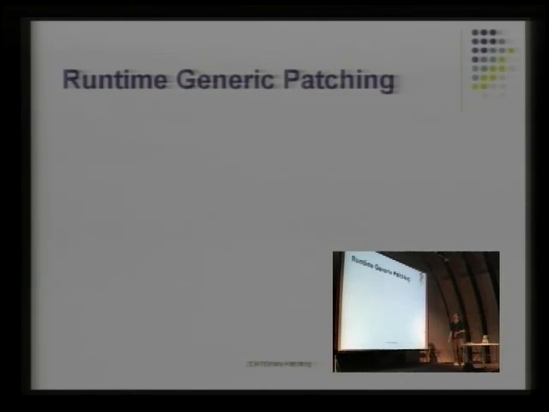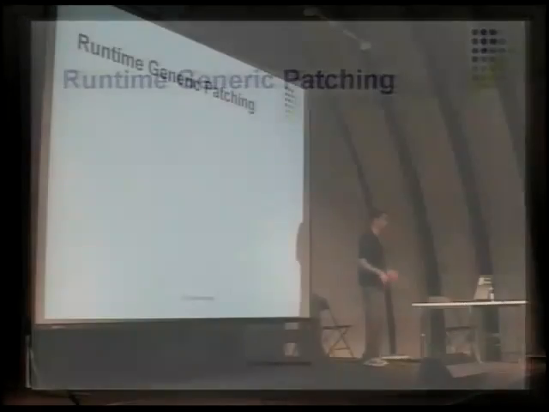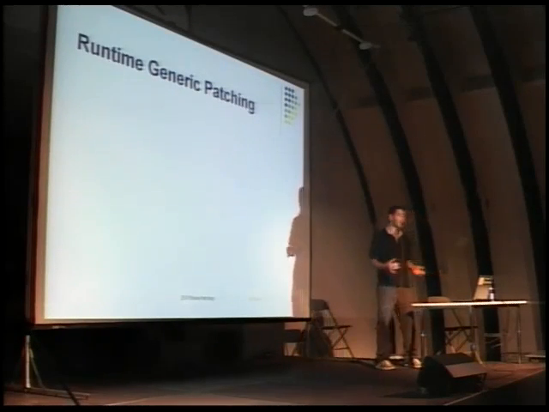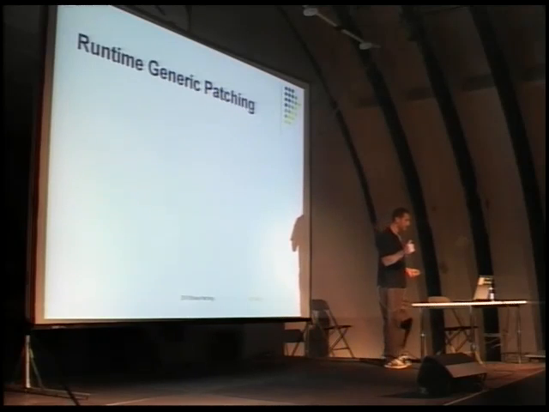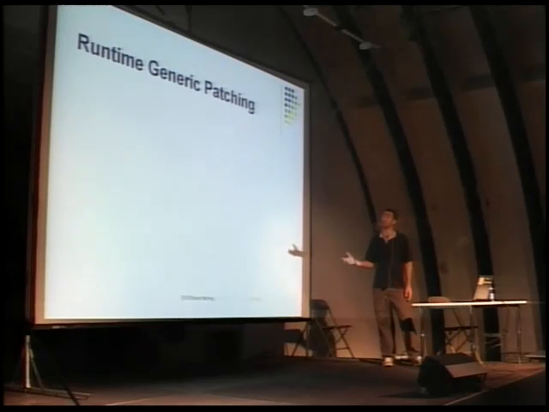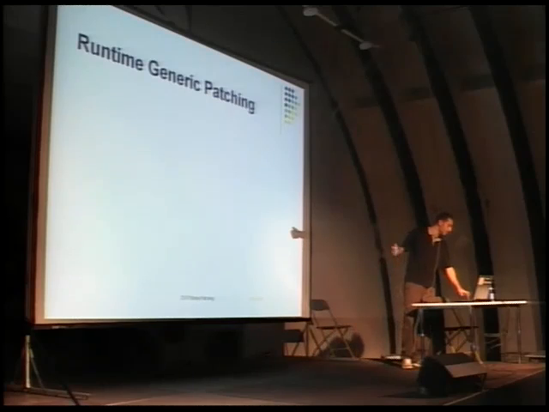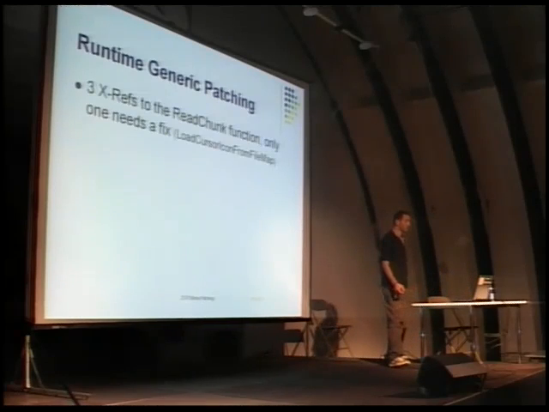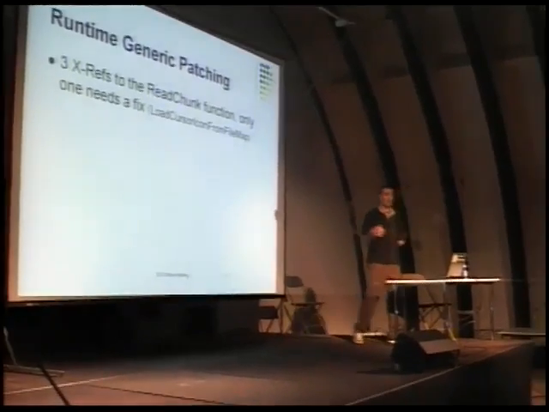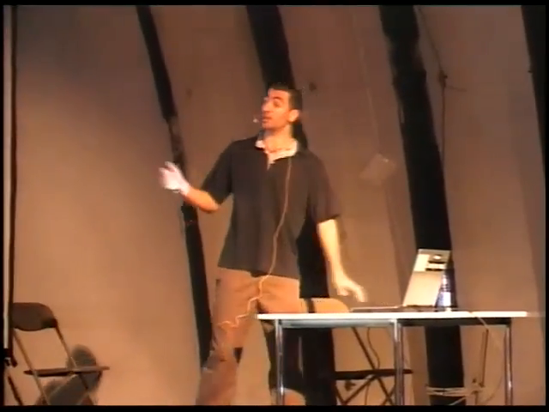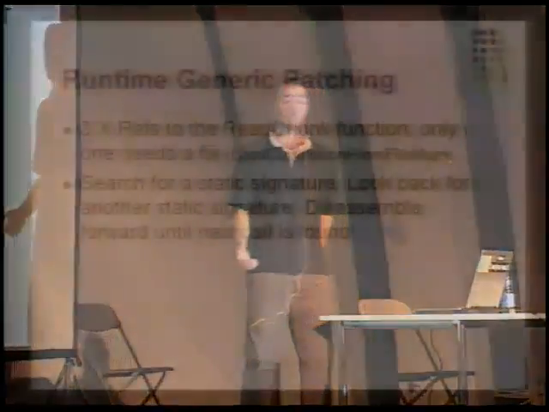Okay, so this patch is actually a new technique, and it's about generic patching, and unlike the earlier patch of VML with the mask, this is a much better patch. Let's see why. So we have the ReadChunk, which actually memcopies the buffer, and it needs a fix. The problem is that there are 3 cross-references, 3 callers to this function, and we only want to patch the one that actually triggers the exploitation.